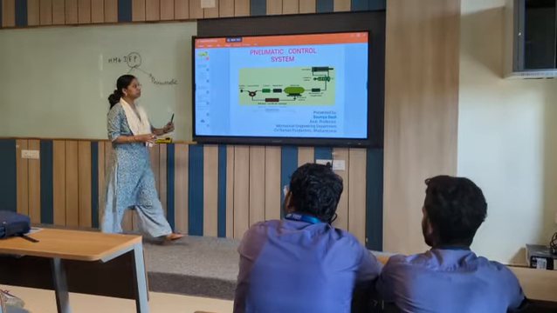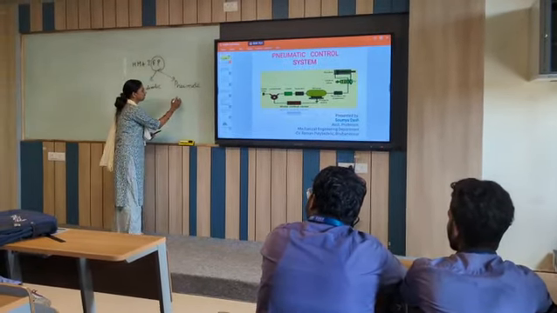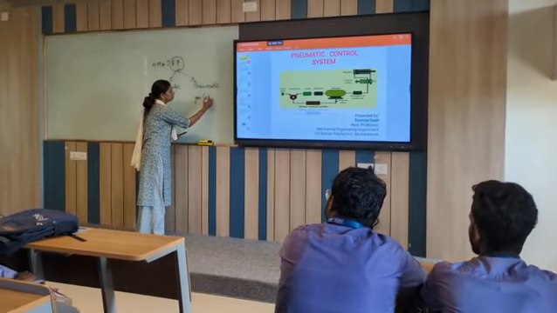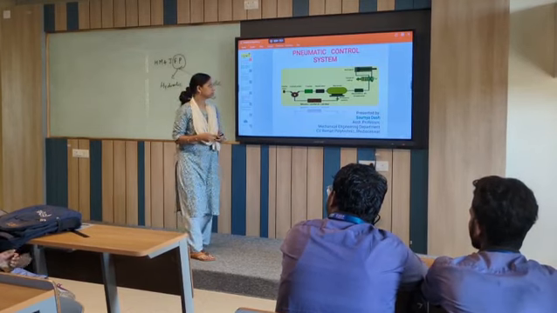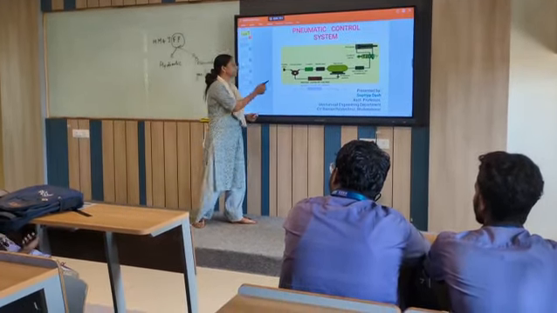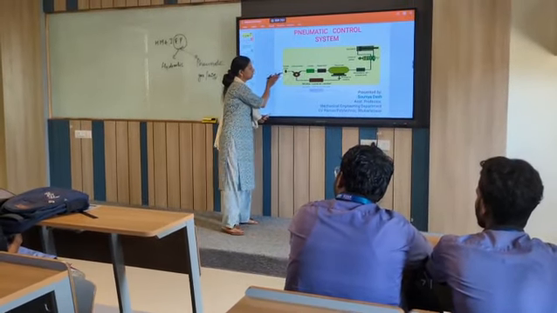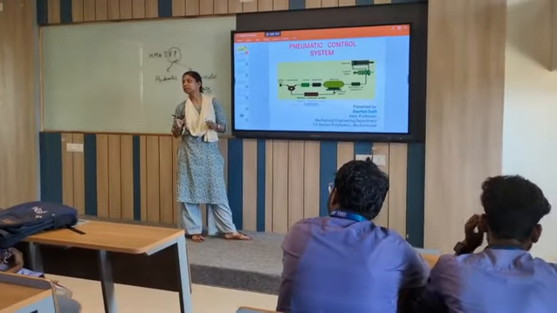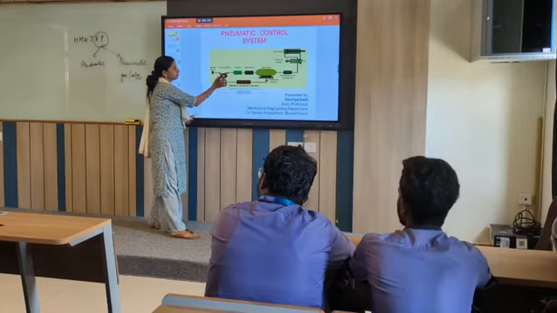Okay, so starting with the pneumatic control system, that initially takes gases or air. Mostly we use air because it is abundantly available in the atmosphere. So in the layout you can see air is taken in from the atmosphere, then it enters through a filter chamber where the dust particles are separated. Okay, and then it enters a compressor.